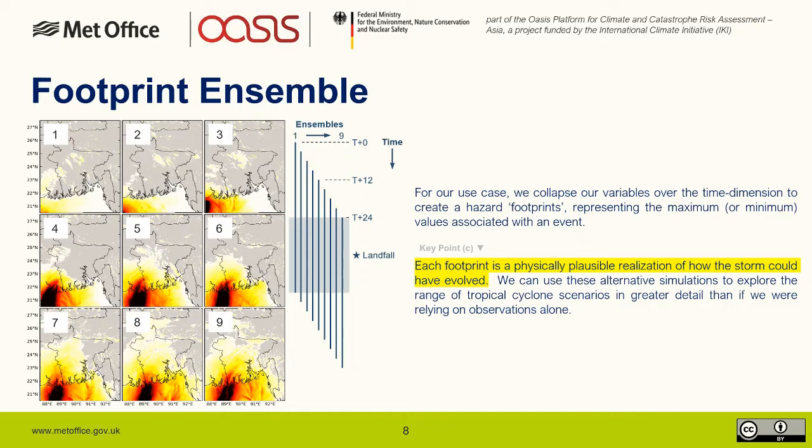Each footprint represents a physically plausible realization of how the storm might have evolved given the range of 9 different initial conditions. As the start time of each ensemble member gets closer to the true landfall time of the tropical cyclone, we can see that the ensemble members begin to converge towards what happened in reality, but they still retain some variation in the location and spatial extent of the hazard.